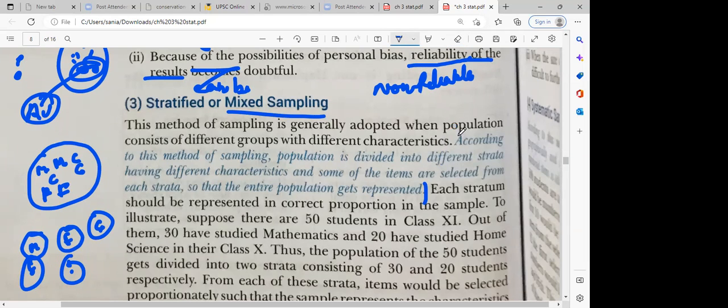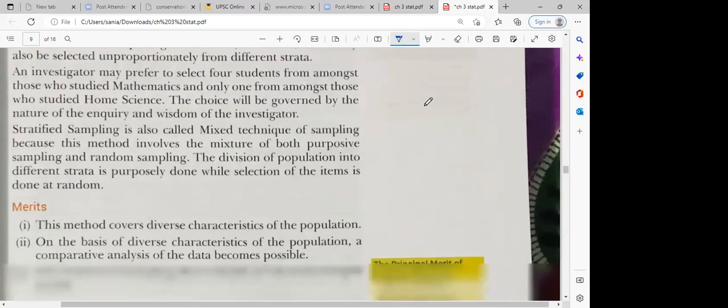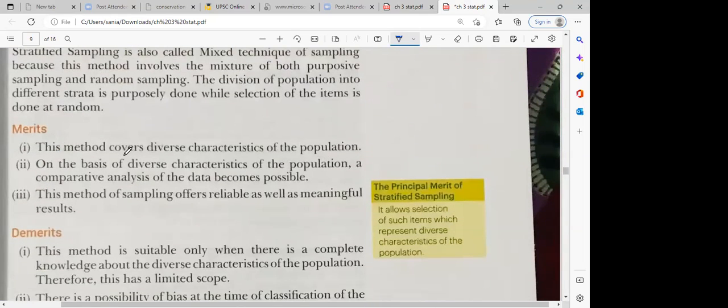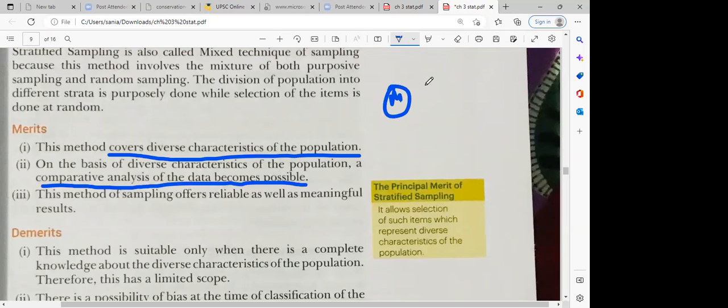Yes, okay. So now next is, ma'am, what are the merits? Basically, see, this method covers the diverse characteristics of the population. So you will write, covers diverse characteristics of the population. Second, on the basis of diverse characteristics, you will write a comparative analysis of the data becomes possible. Comparative means now you can compare males, females and children, right? So because of this, comparative analysis of data becomes possible. Okay, so you will write BTM. BTM means because of this method.